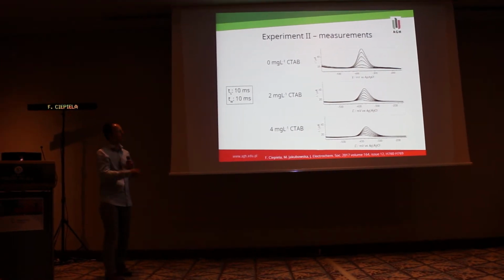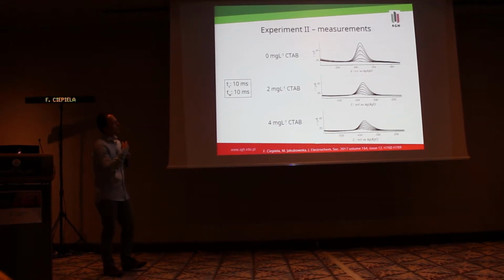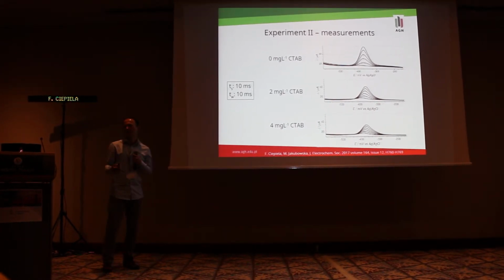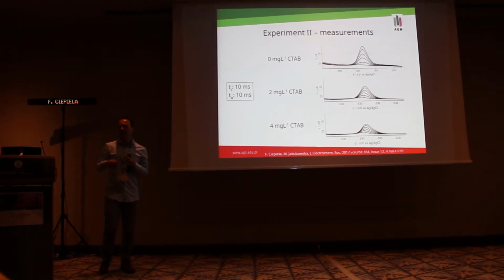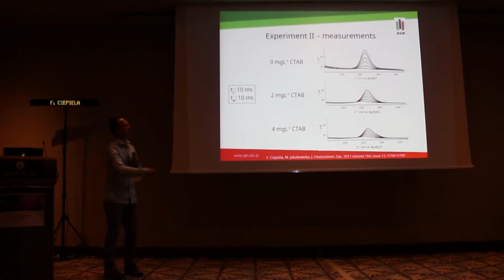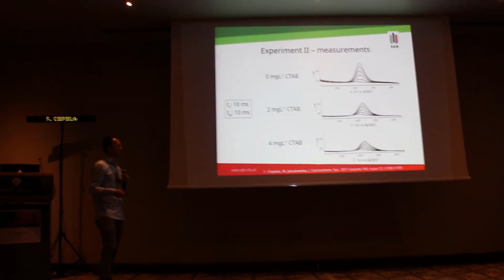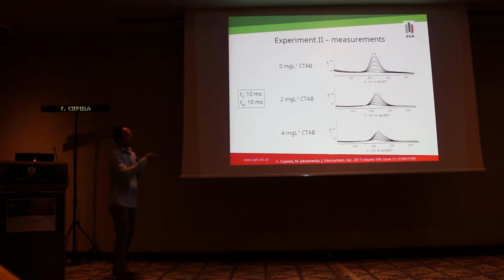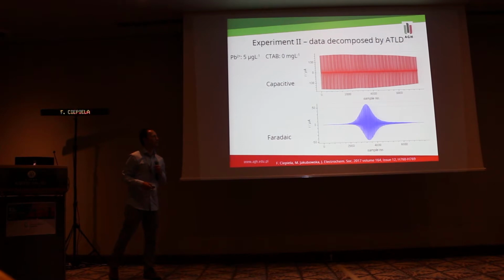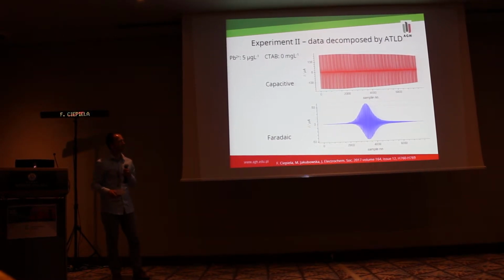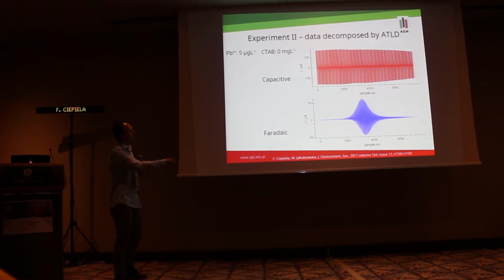The correlations look really good, and they look like what we expect. The more surface active species we have in our cell, the lower the sensitivity. So our method is losing sensitivity with the increase of the surface active species. We used this data and tried to decompose it with another algorithm, which is called alternating linear decomposition. And we have the result of the capacitive component and Faradaic component.